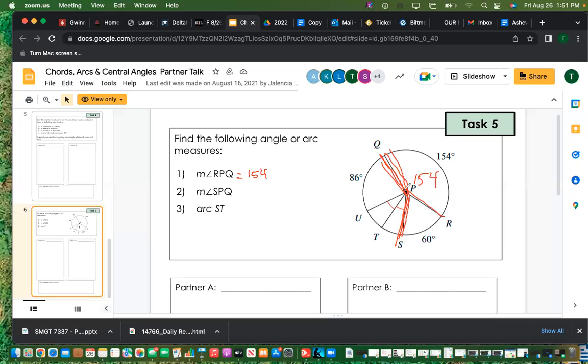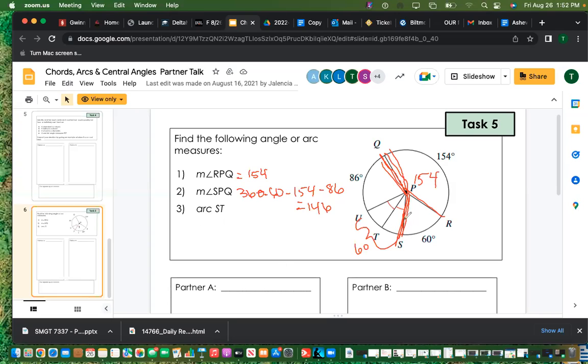Yes, because otherwise this would be called something else. So SPQ is going to be 86 plus this. In order to figure out what this is, I'm going to take a whole circle, which is 360, subtract 154 and subtract 86, and that's going to give me 60 for these. Now, in order to figure out what this is, I'm going to take 60 plus 86, and what's that going to give me? 146. Now, if you put 214, I would take it, but just be mindful of that.